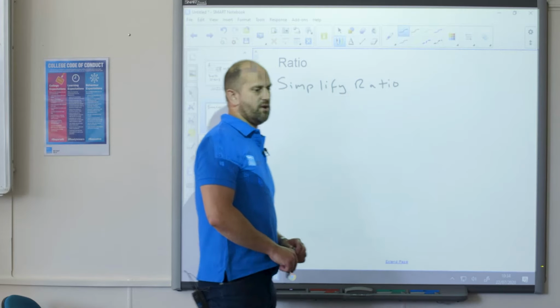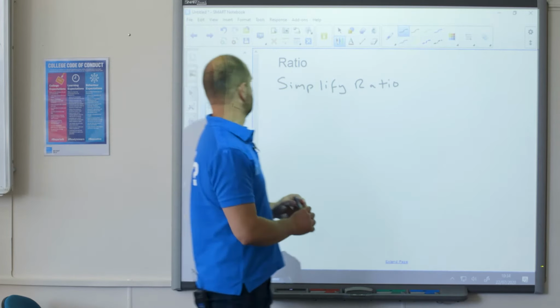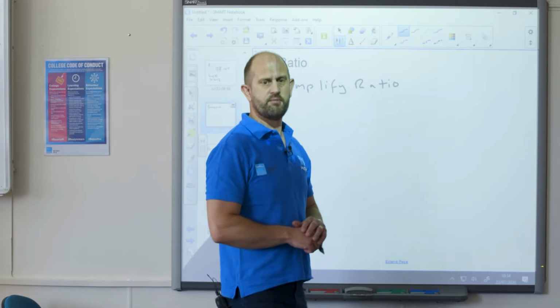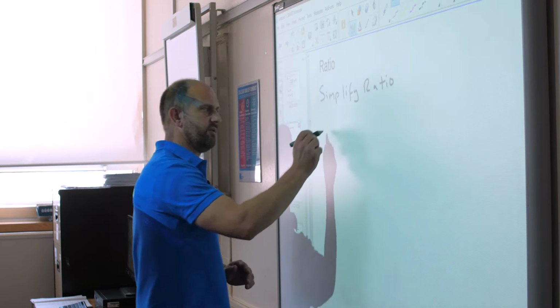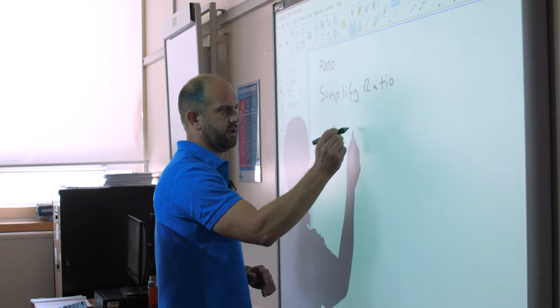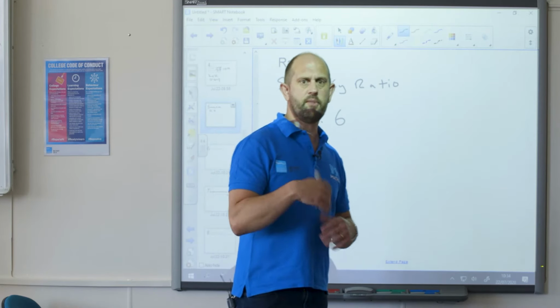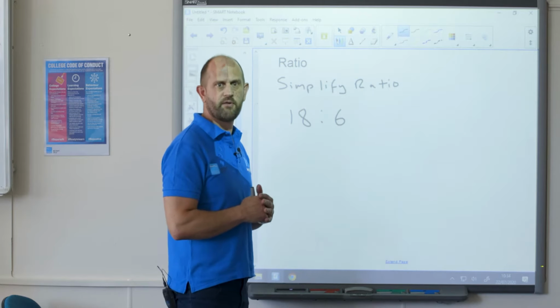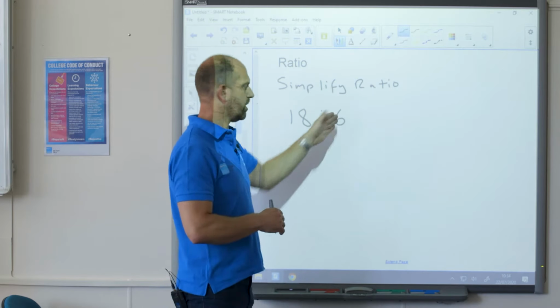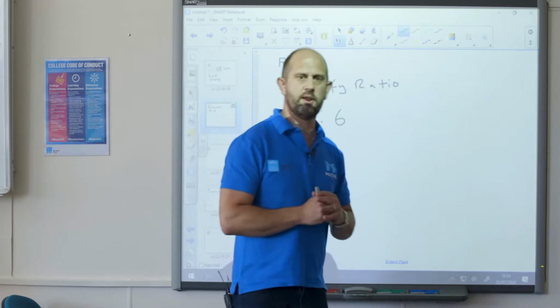Okay, so now we're going to look at ratio. And the first thing we'll look at is simplifying ratio. So ratio then is written like so. Okay, simplifying ratio, much similar to simplifying fractions. We need to find the common denominator that goes into both numbers.